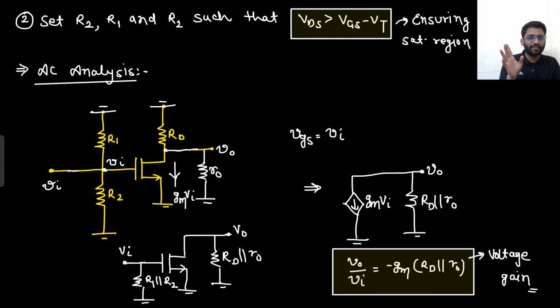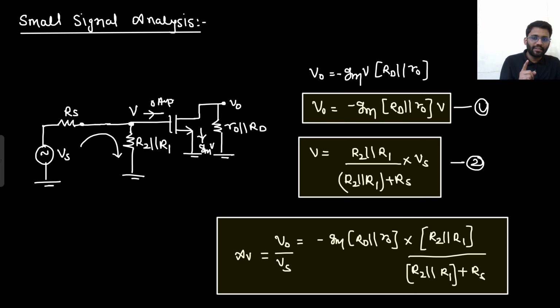Previously, what was coming at the gate? At the gate, the complete input was coming. But now, the complete input is not coming. What is coming at the input this time? R2 parallel R1 upon R2 parallel R1 plus RS into Vs is coming. Now, that is amplified to output. Amplified by the factor of gm, and that is going to output. So gm into R0 parallel RD, minus sign, into R2 parallel R1 upon R2 parallel R1 plus RS. This is your small signal voltage gain.